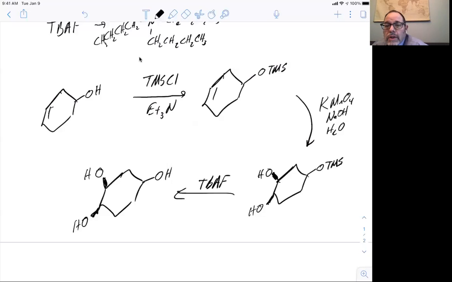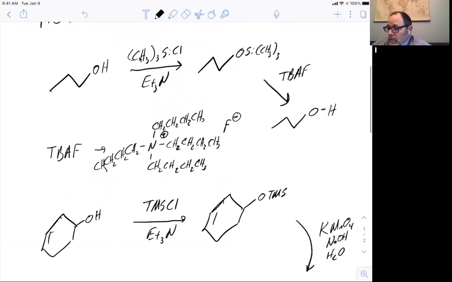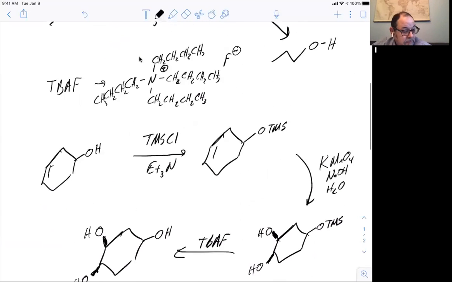In synthesis, you'll see protection and deprotection groups quite a bit. So I wanted to make sure that we got that one covered before we continue with synthesis.